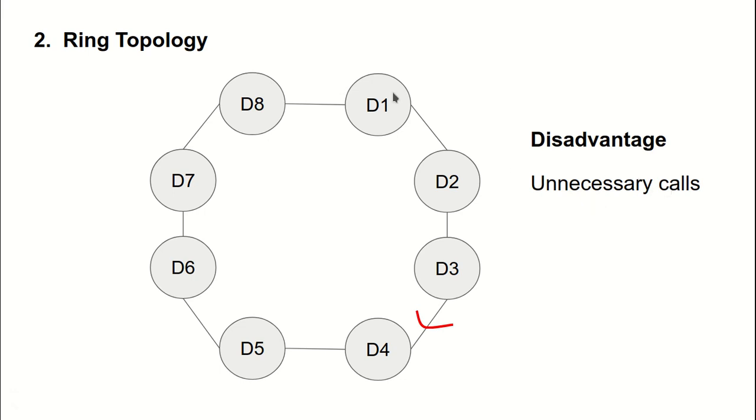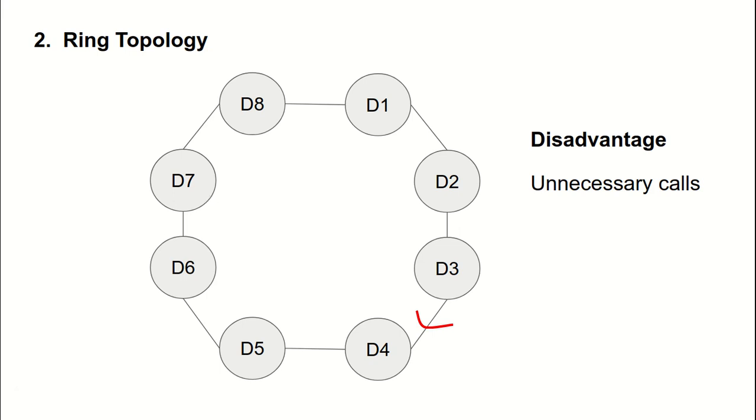I have told you that if you want to transfer a message from device 1 to device 7, you will have to call all the devices and then you will reach the destination. In this case the calls are unnecessary because they are not required, but they are made to reach the final destination.